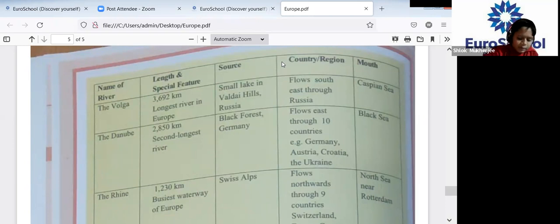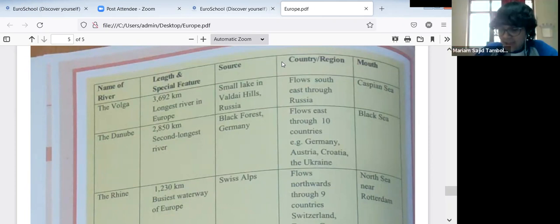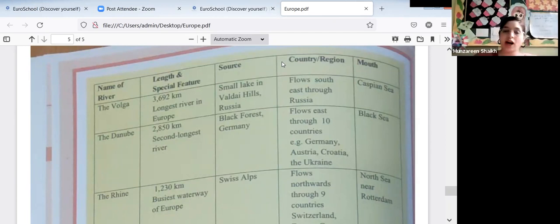Danube. Now, why is it the second longest river? What is the difference in the length of these rivers? 3,692 minus 2,850 kilometers. The Danube is 2,850 kilometers.